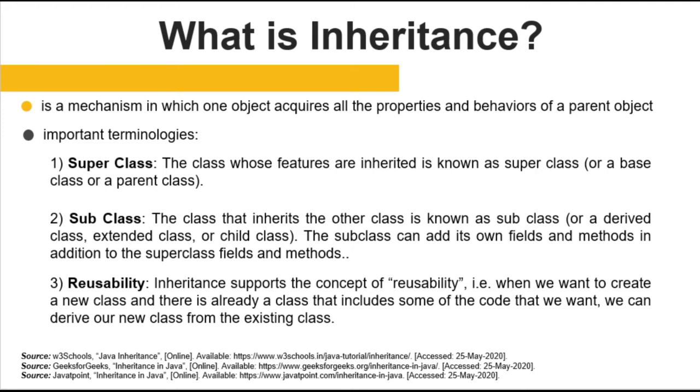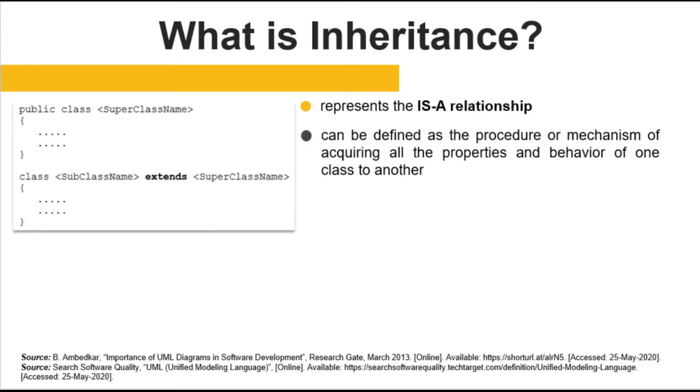Reusability. Inheritance supports the concept of reusability. For example, when we want to create a new class and there is already a class that includes some of the code that we want, we can derive our new class from the existing class. By doing this, we are reusing the fields and methods of the existing class. Inheritance represents the is-a relationship, which is known as a parent-child relationship.